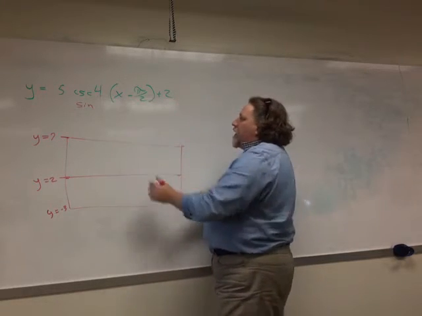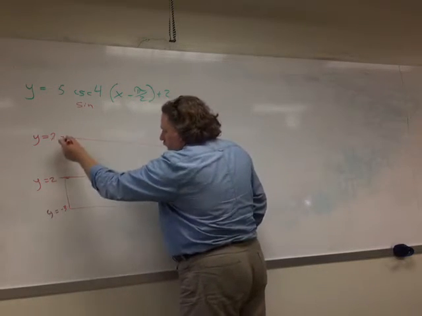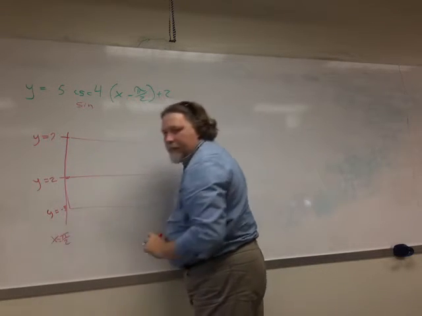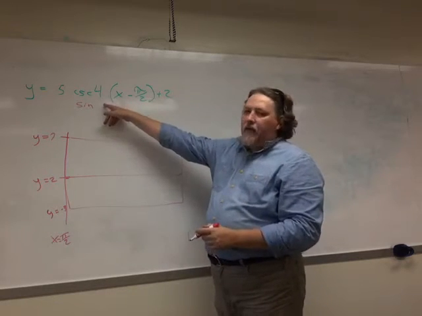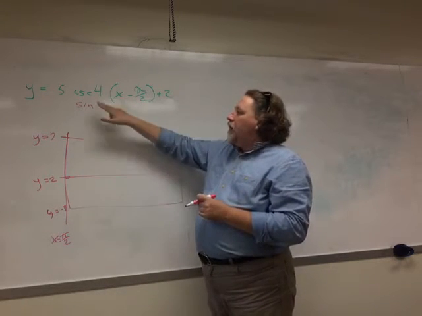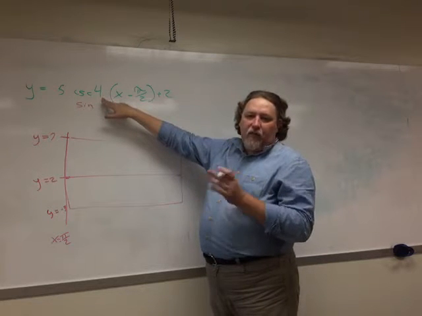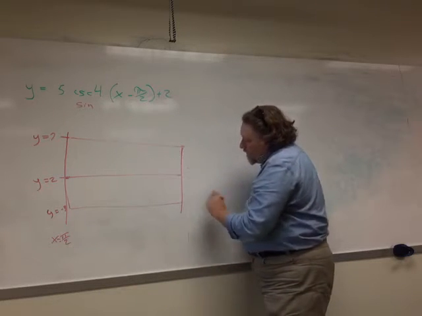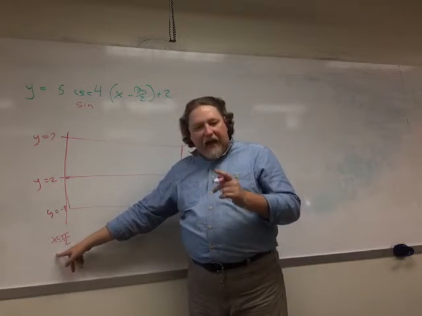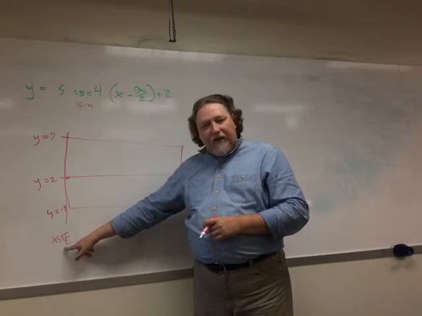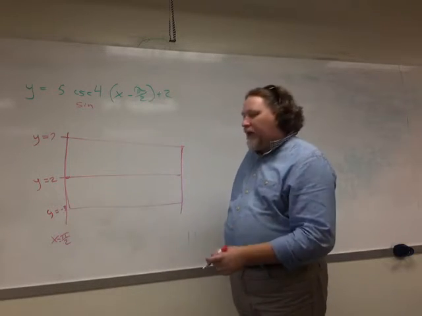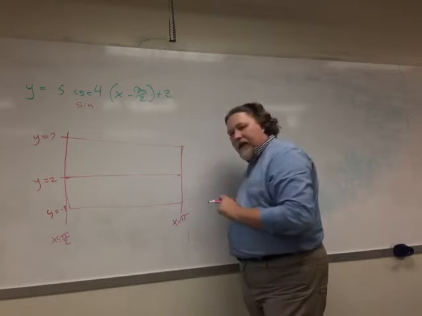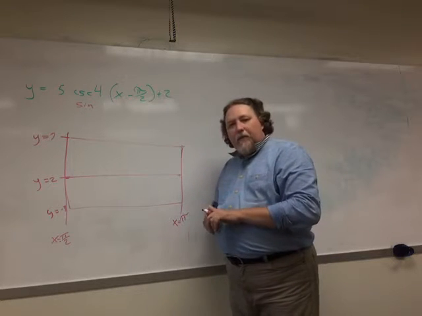Then lefty-righty, my phase shift is pi over 2. So this vertical line right here is x equals pi over 2. And then remember my period. My period, I said just a minute ago, was 2 pi divided by 4, which is pi over 2. So to get where my cycle ends, remember, you always take your phase shift and add your period. My phase shift is 1/2 pi, plus my period is 1/2 pi. 1/2 plus 1/2 equals 1. So right here, x equals pi is the end of one period.